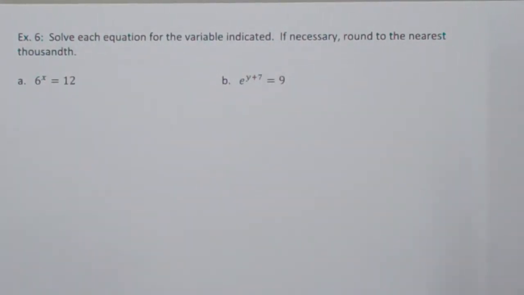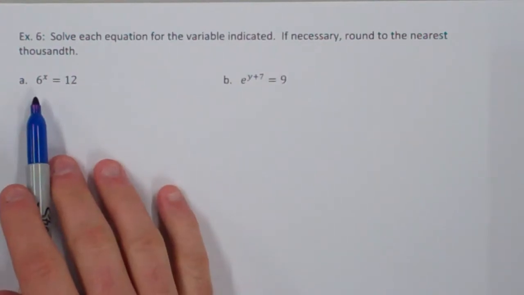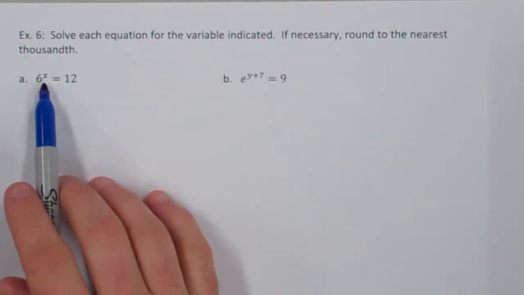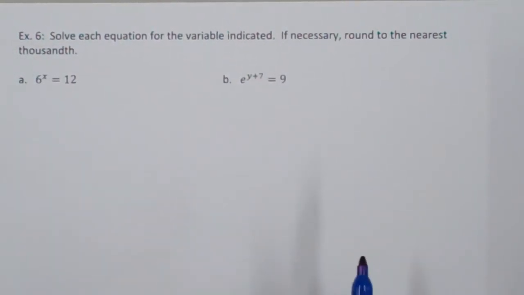In example 6, we need to solve each equation for the variable indicated. Then, if necessary, we'll round to the nearest thousandth. With the problem here in A, we notice that we have an exponent, that's the variable, the one that we need to solve for. Probably going to need to use logarithms in this case.